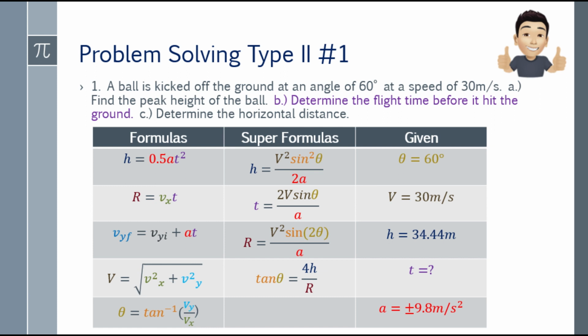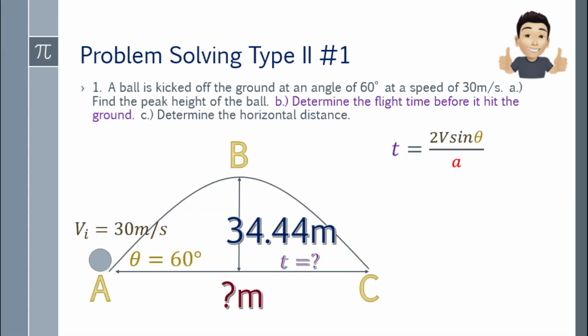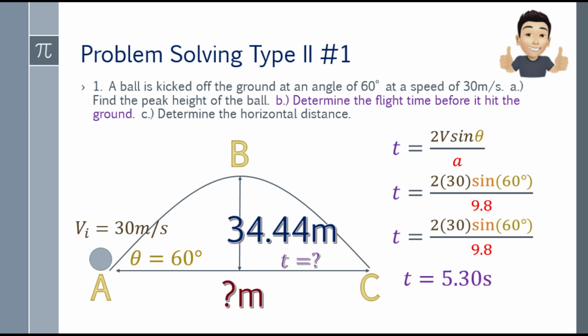Anong pwede natin gamitin na formula? So, dahil meron naman tayong angle, velocity, and height, and acceleration, we can use the super formula for getting the time. That is, time is equal to 2v sine theta over a. So, let's apply it and substitute the values. T is equal to 2 times 30 times sine 60 degrees over 9.8. And algebraically, the answer will be 5.3 seconds. Ganun na siya kabilis. Kung meron kang angle, you have the initial velocity, and also acceleration is always given, you can solve for time by using that formula.